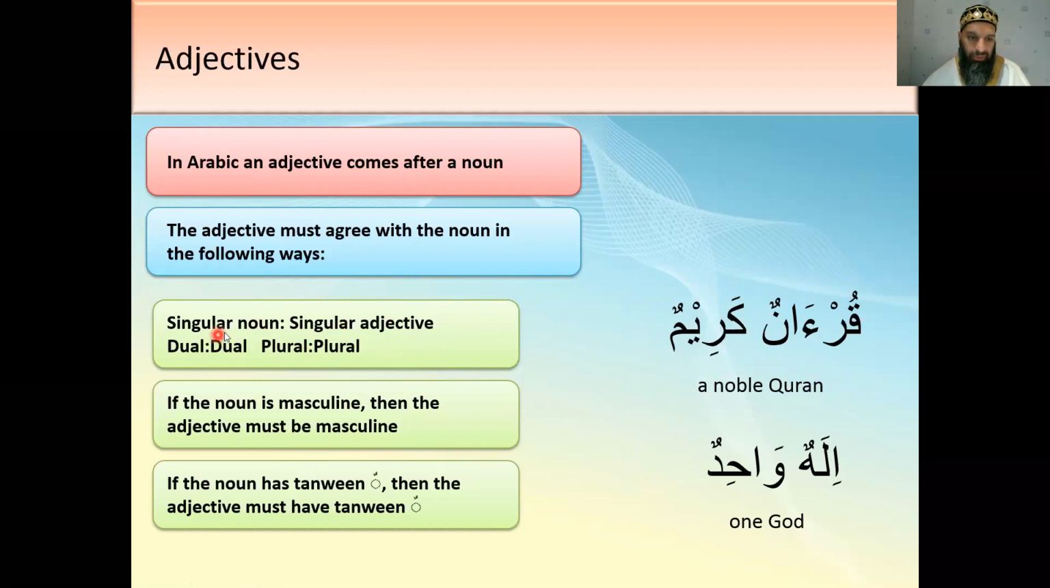So we talked about this, that the adjective will match the noun in three ways. If the noun is singular, the adjective is going to be singular. We did that in lesson two. If the noun is masculine, the adjective has to be masculine. It can't be Quranun Karimatun, because Quran is masculine, so it has to be Quranun Karimun. And the other way is the endings match. Look, double Dhamma, because Quranun is double Dhamma. Again, Ilahun Wahidun, same with that.